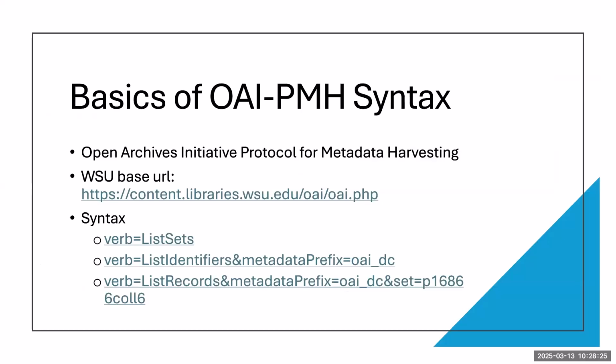So the acronym itself stands for the Open Archives Initiative Protocol for Metadata Harvesting, and it requires a base URL that we've already talked about here. This is our ContentDM server. And then it requires some kind of syntax that you add to the end of that base URL. And some simple, illustrative ones here, like verb equals ListSets, and that'll just tell you everything that's sitting on that server. Or you can list the identifiers to get the record IDs, or you can get the records themselves with ListRecords and also identifying the set that you're looking for.